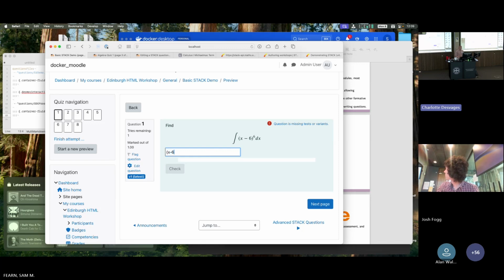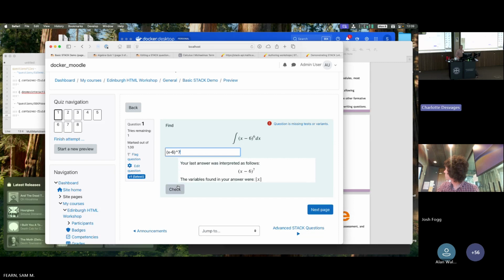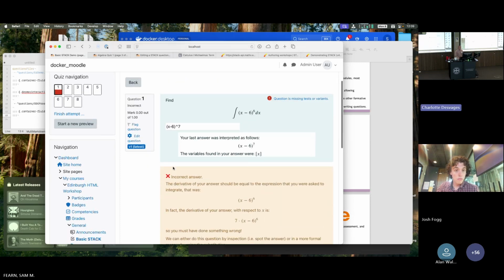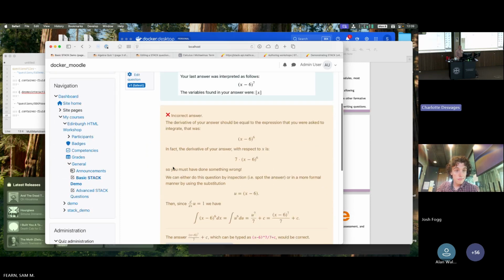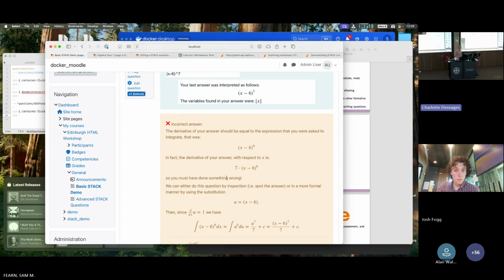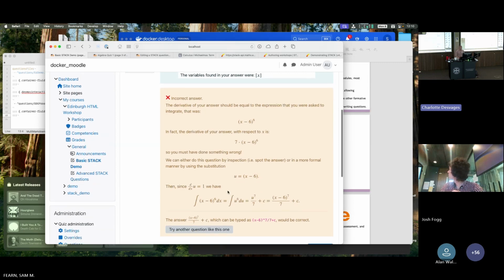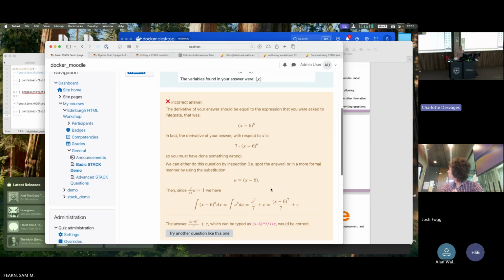Let me get this deliberately wrong. Promise I am doing it wrong deliberately. So let me put x minus 6 to the 7th. Okay, so I can mark this answer and I get some feedback on my answer. In this case, it differentiates the answer I've given and sees whether it's the same as the expression I started with. So it's not just comparing it to something it knows is correct, but is actually testing whether it solves the question I've asked the student to do. Is it an antiderivative, basically? And it gives me some feedback. So it tells me I've got it wrong, and I can have another try at this question.